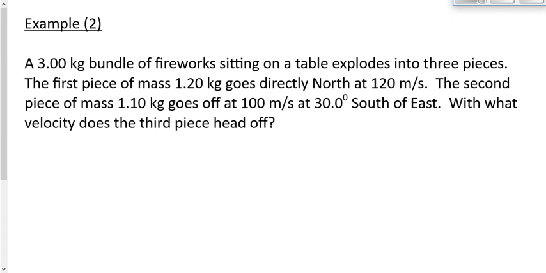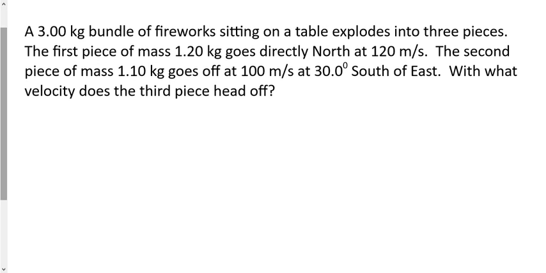I want to take a look at example number 2 now, which is similar to, but yet different from, example number 1. This one says a 3-kilogram bundle of fireworks sitting on a table explodes into 3 pieces. First piece, mass 1.2 kilograms, goes directly north. Second piece goes 30 degrees south of east. What's the velocity of the third piece? This is conservation of momentum as well, right? Every time we have an explosion, every time, always, we think conservation of momentum.